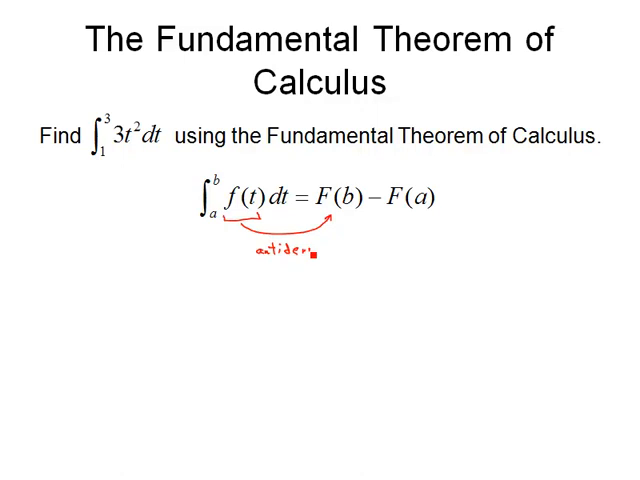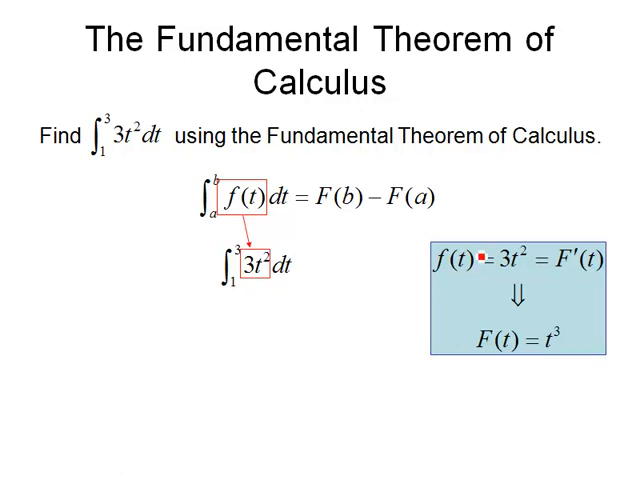So what I'm going to need to do here is go ahead and find the antiderivative. So I'm going to match up little f with 3t squared. And because I know that 3t squared is capital F prime of t, if I go ahead and take the antiderivative of that, the antiderivative of 3t squared is just t cubed, because when I raise the power and divide on t squared, I get t cubed over 3. When I multiply it by 3, that just gives me t cubed.